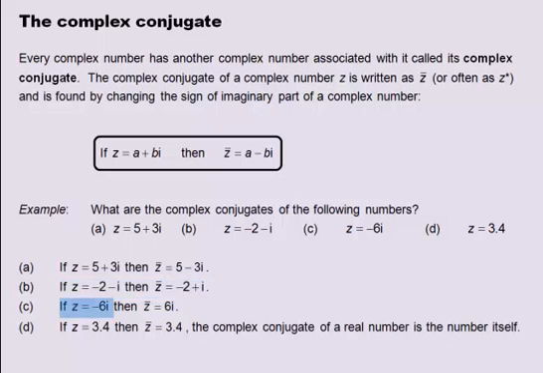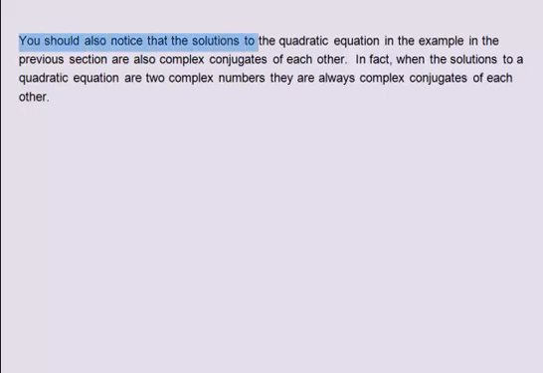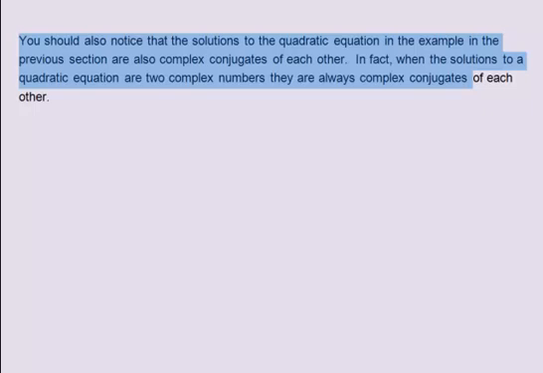C. If z equals minus 6i, then the complex conjugate z bar equals 6i. D. If z equals 3.4, then the complex conjugate z bar also equals 3.4. The complex conjugate of a real number is the number itself. You should also notice that the solutions to the quadratic equation in the example in the previous section are also complex conjugates of each other. In fact, when the solutions to a quadratic equation are two complex numbers, they are always complex conjugates of each other.